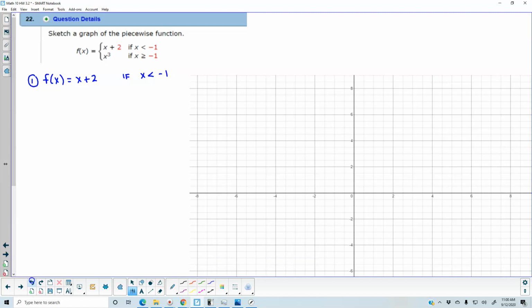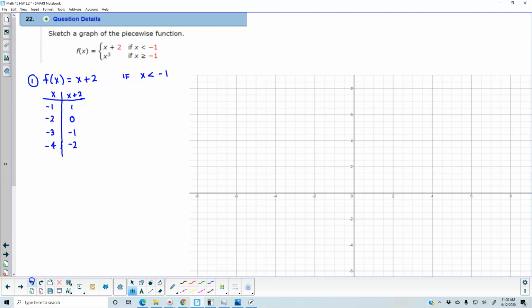Okay, so another way of doing this, it's a little different than the previous example on the assignment that we've done, is that if we pick a value for x, we have to pick all values that are less than negative 1. So we have negative 1, we can pick like negative 2, negative 3. So if we plug in negative 1 into the function, into x plus 2, well, negative 1 plus 2 gives you 1. Negative 2 plus 2 gives you 0. Negative 3 plus 2 gives you negative 1.